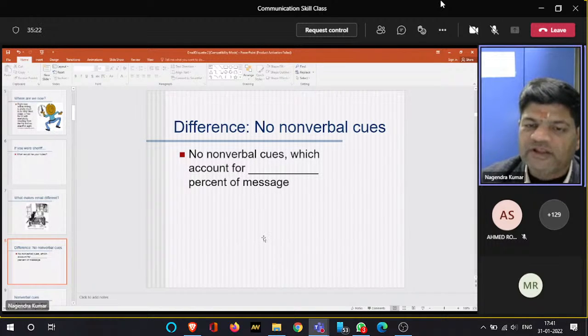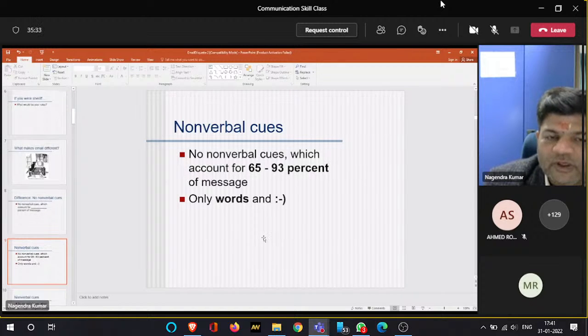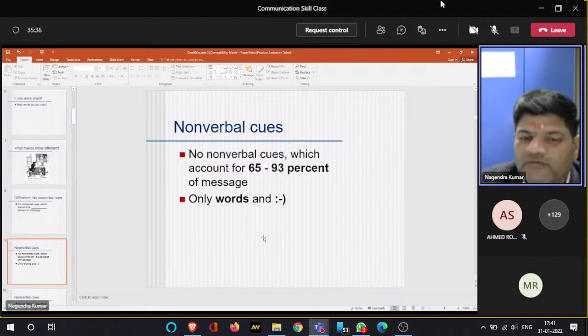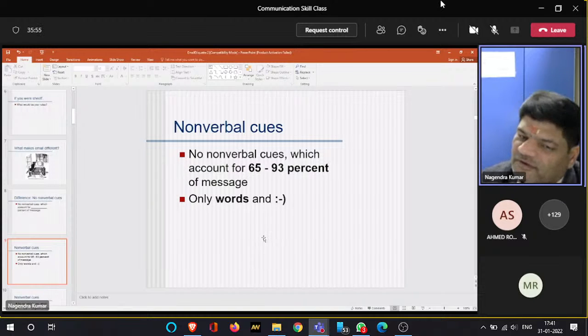ambience, the mood, these things would be communicated through language. So non-verbal cues account for 65 to 93% of messages, and this includes only words. Okay, only words, and the rest is cues, the bodily cues. So words are only 7%.